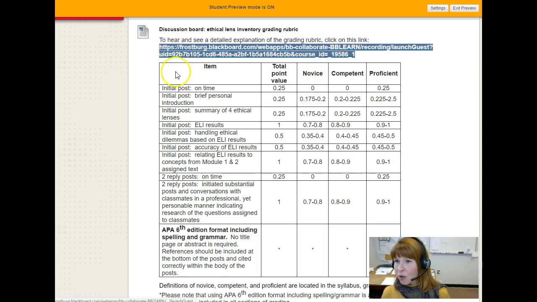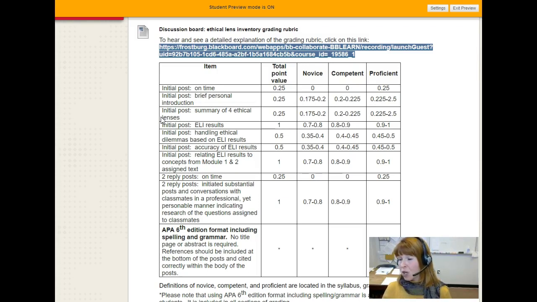This is kind of your first bigger assignment. This is the ethical lens discussion board assignment. It is worth, I believe, a total of 5 points, and this is the grading rubric. And I'm going to do my best to unpack this and try to make it as clear as I possibly can. Okay, so you will see that the grading rubrics are all in tables, and you are able to see all of the grading rubrics for all of the major assignments. That's not being hidden from you.